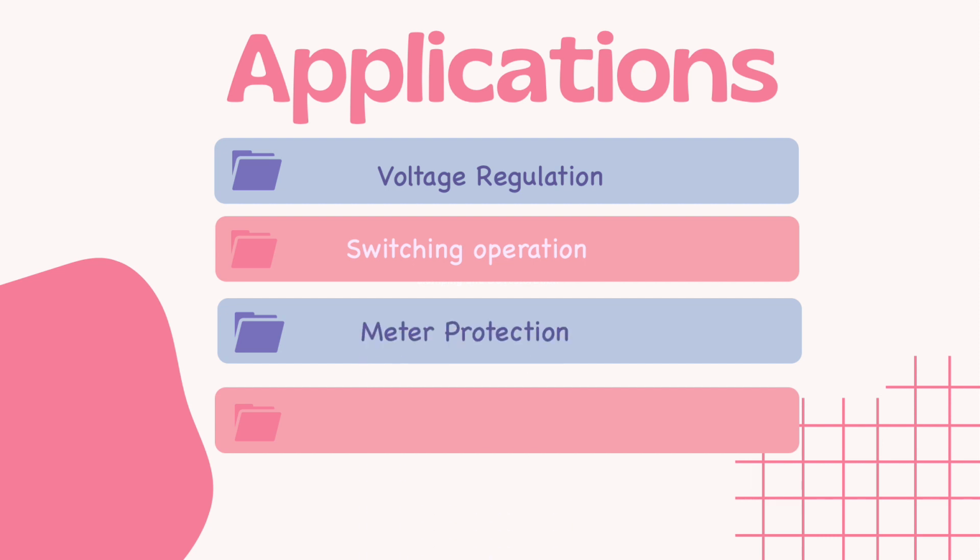Next is meter protection. A Zener diode can protect a meter from the excessive voltage applied to it. Next is clipping circuits. Zener finds its application in the clipping circuit where the peak of the applied input is clipped off.